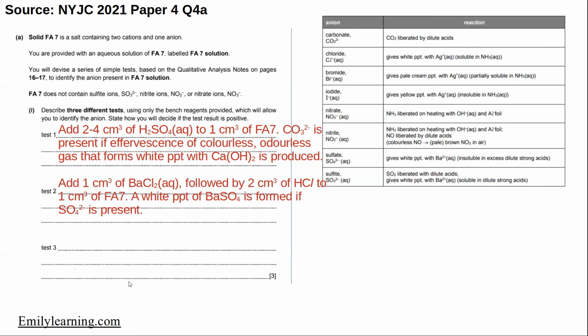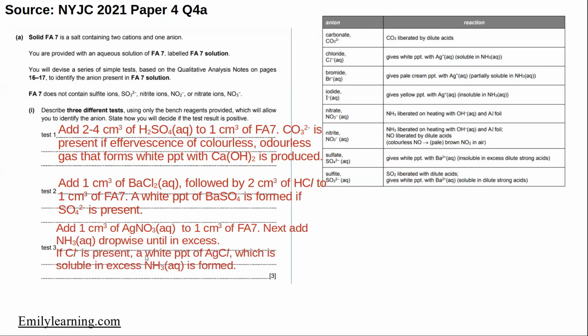Finally, I will write the test for chloride, bromide, or iodide. In order to do so, I will first add aqueous silver nitrate to 1 cm³ of Fa7. Then I will add aqueous ammonia dropwise until in excess.